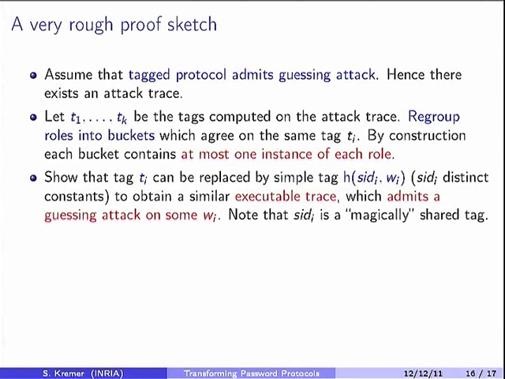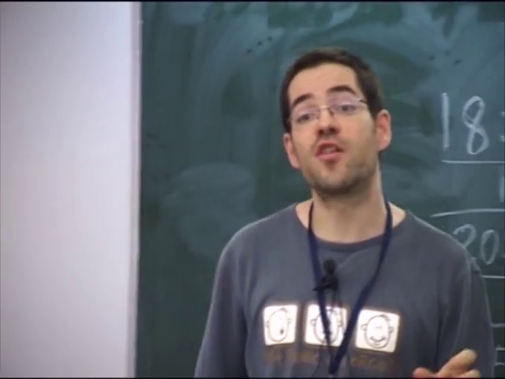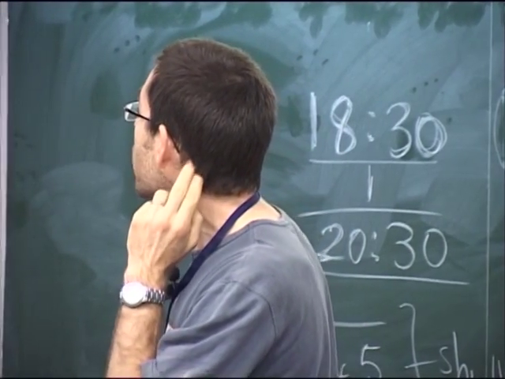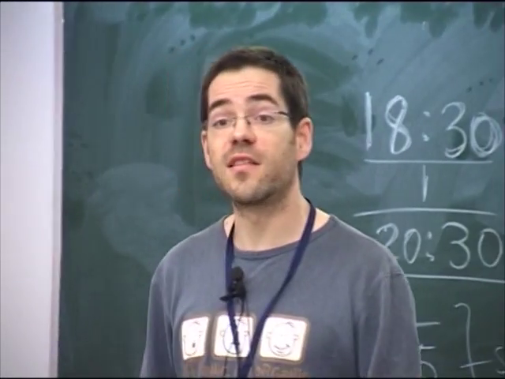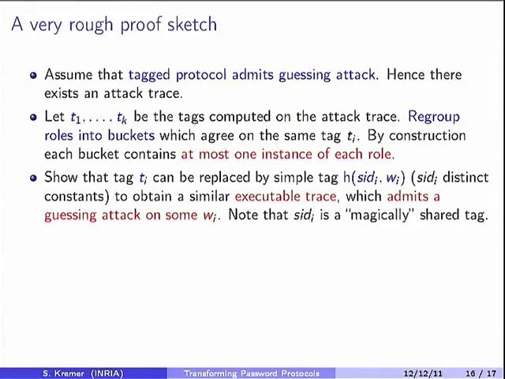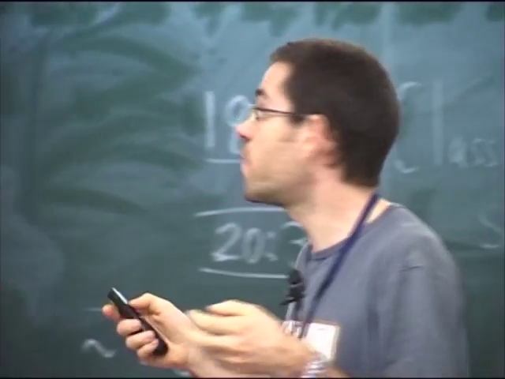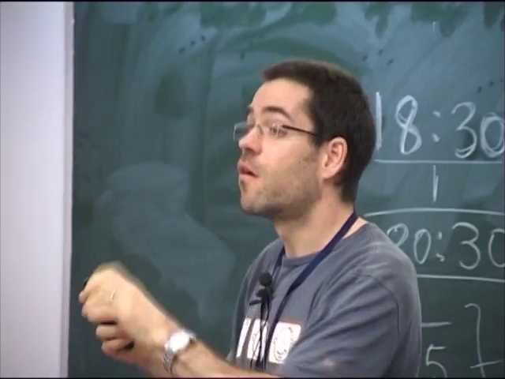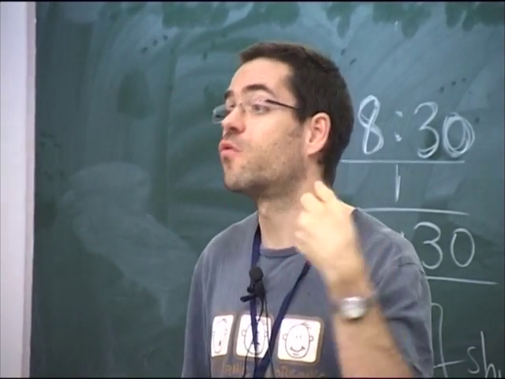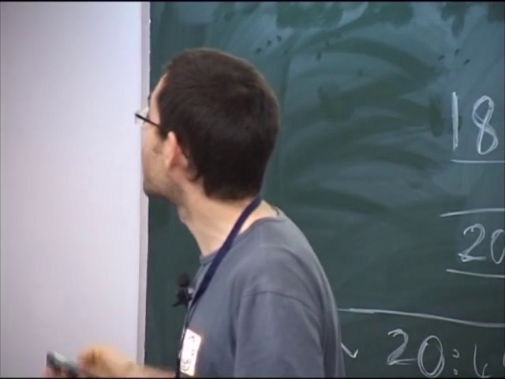And next, what I'm showing is that when I have a tag that is based on TI, H(TI, W), I can actually replace it by a simpler tag, replacing TI with some constant, SIDI. It's just some fresh constant that I'm using. This gives me nearly the same trace, which is also executable, and which still has a guessing attack. But now this SID is shared somehow magically, completely independent of the previous nonce exchange. With this replacement, I can completely chop off the preamble that I did to compute a nonce, as long as they are different.